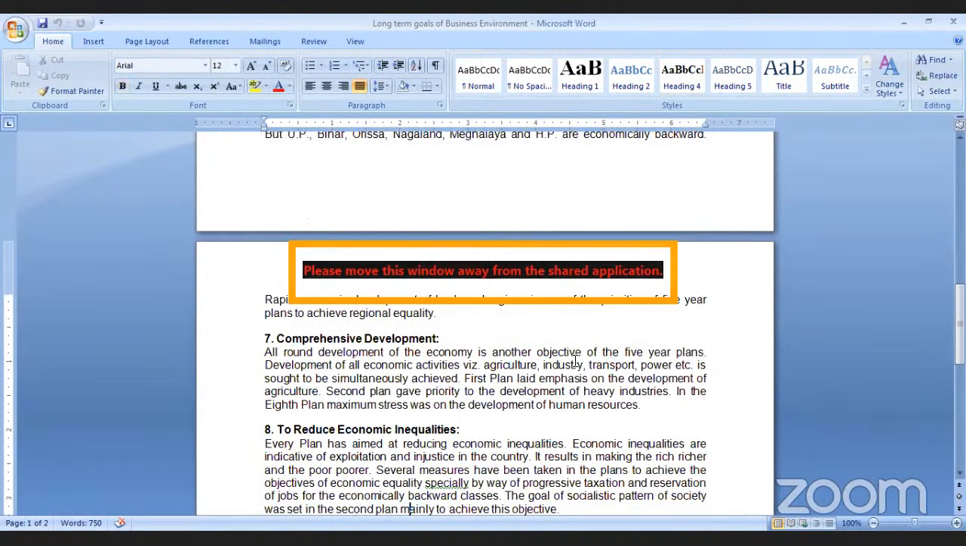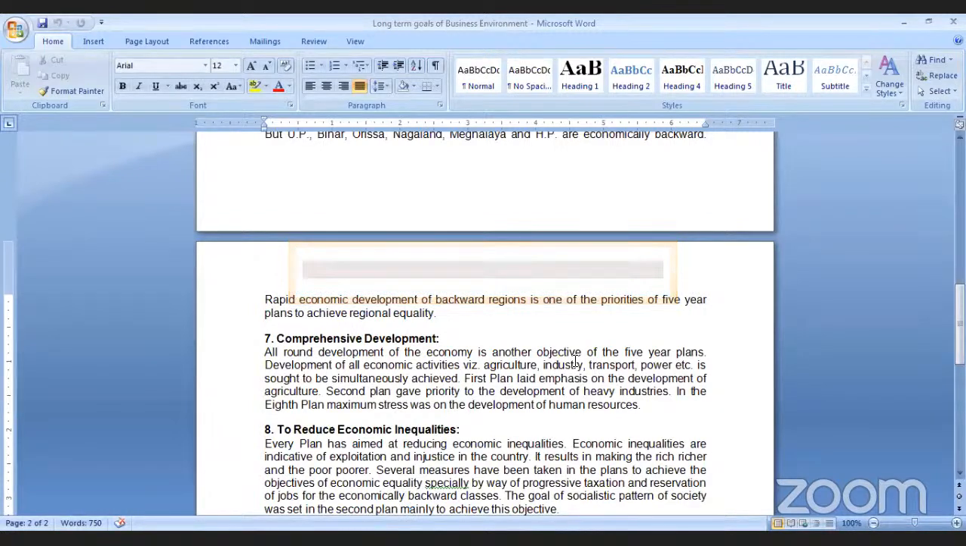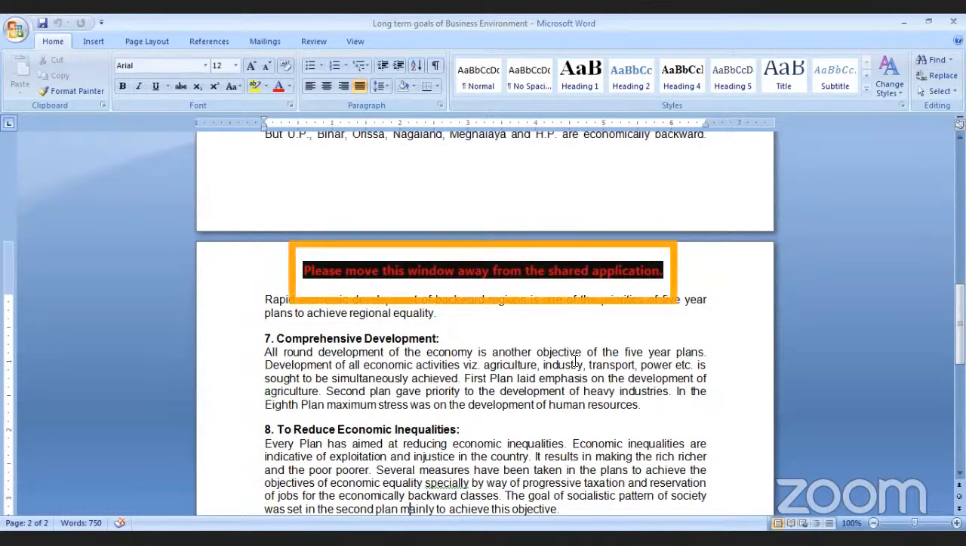Now, comprehensive development. Comprehensive development means all around development of the economy. Whether your company is there in Tamil Nadu or not, you have to think about people who are staying in India. So that is called comprehensive development, which is also very much required. And the eighth point is to reduce economic inequality.